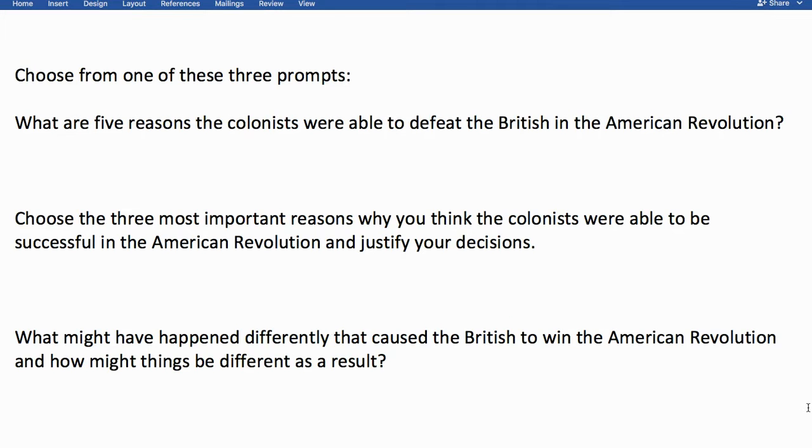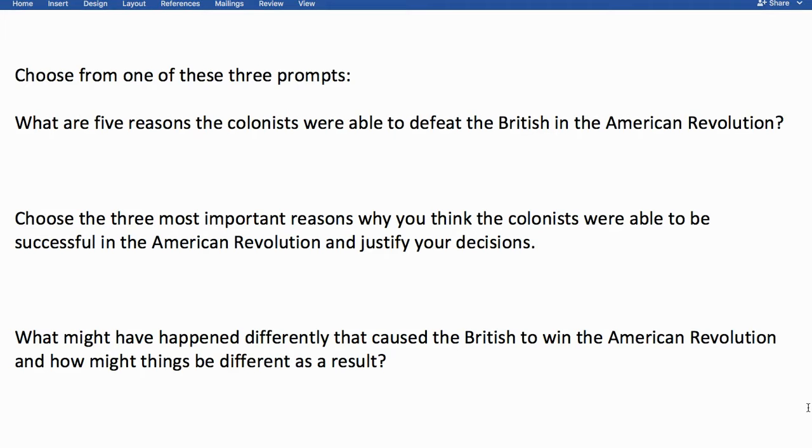how might things be different as a result? This is that what if question. So now we're getting into the creating. What students have to do here is they still are going to have to think about reasons the colonists were able to defeat the British, and then either take those reasons away or alter them or give a situation where they were not as successful as they really were.